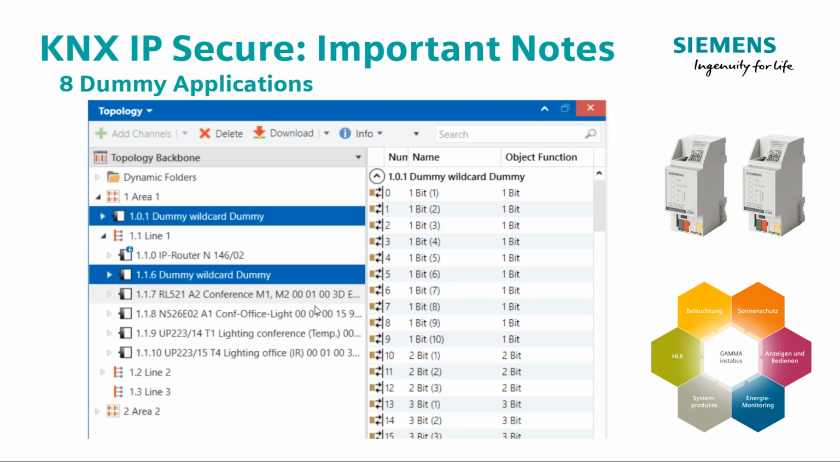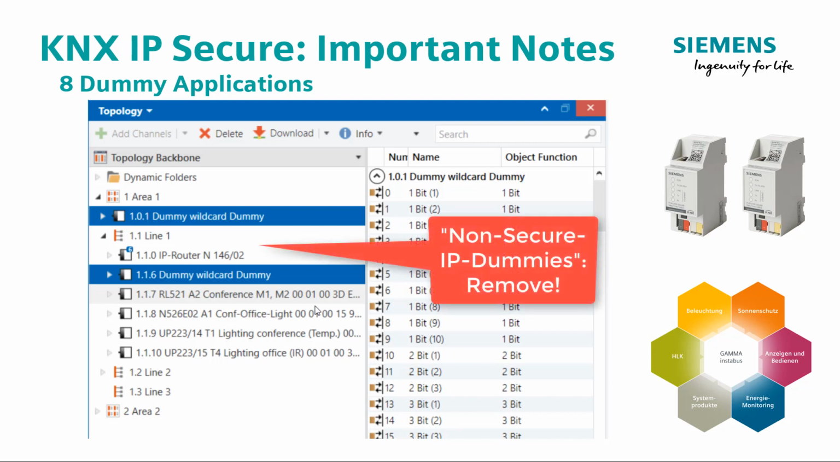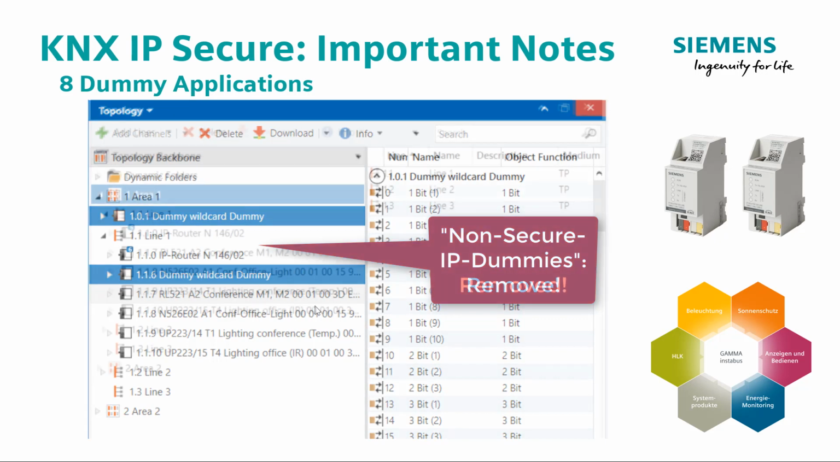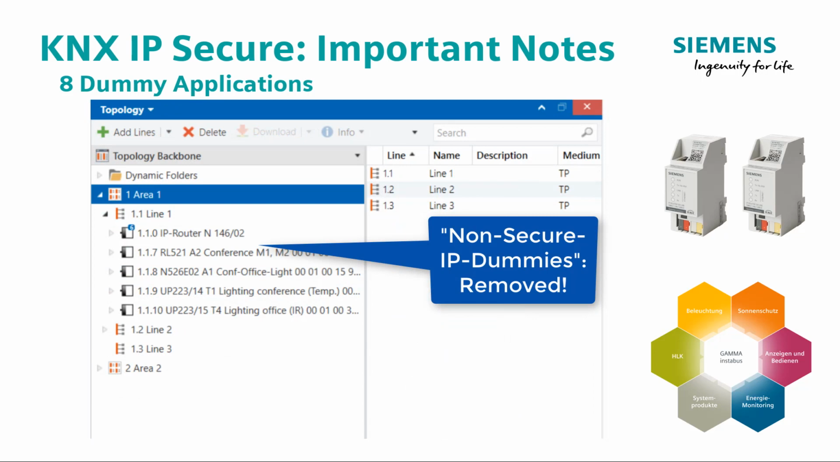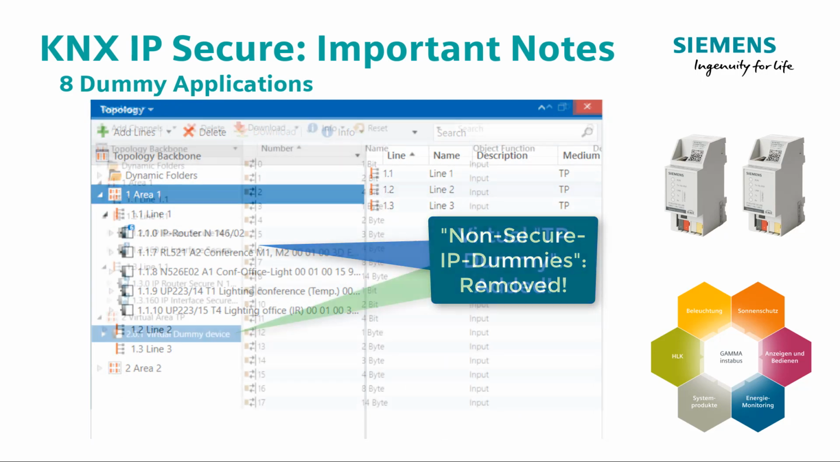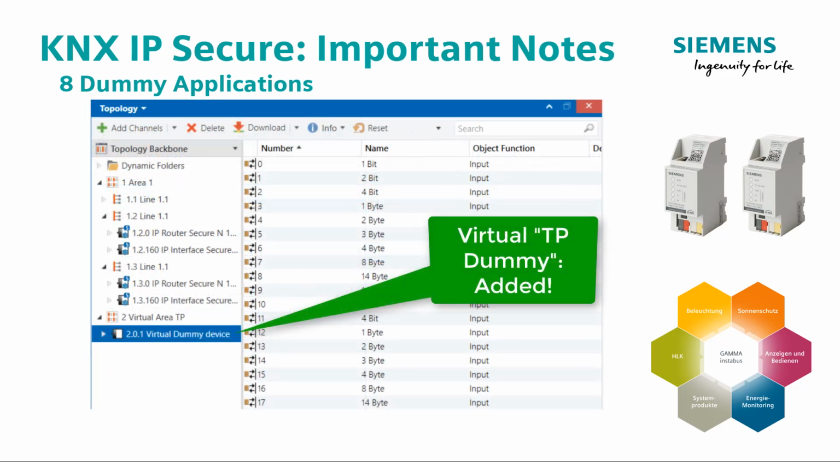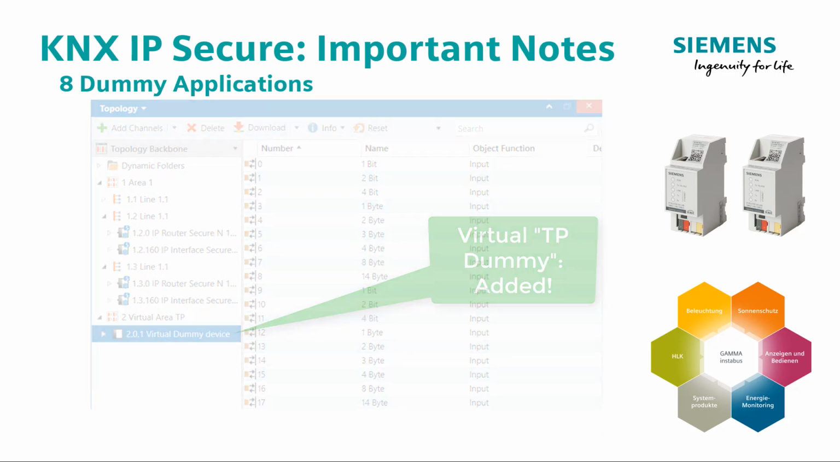In this case, it may happen that solely because of this, the KNX IP Secure routing is not possible, because ETS can recognize such dummy applications as non-secure, although they do not represent active devices. So, you have to make sure that you either use a secure IP dummy or a virtual parallel KNX line with a TP dummy.